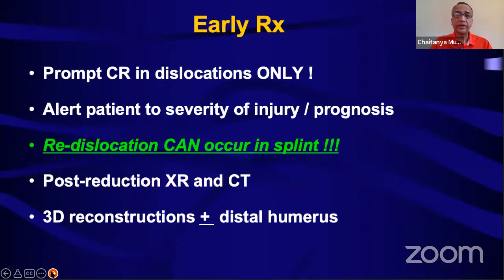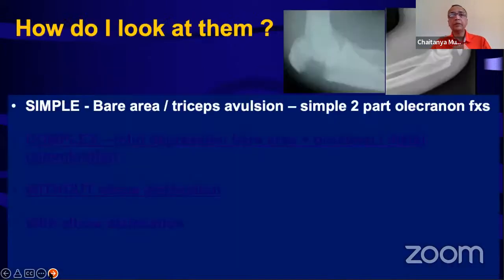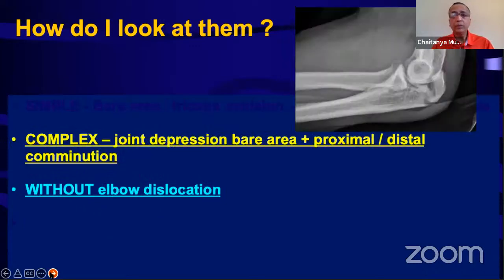I usually get a post-reduction X-ray and a CT with and without 3D reconstruction, with subtraction of the distal humerus. So how do I look at them? I look at them as simple and complex. Simple fractures are these fractures, two-part, going through the bare area or avulsion of the triceps, which are really simple two-part olecranon fractures which can be fixed quite easily. The complex ones involve joint depression, and they might have proximal as well as distal comminution, and they may have no elbow dislocation or they may have elbow dislocations. First, we are going to look at those without elbow dislocation.